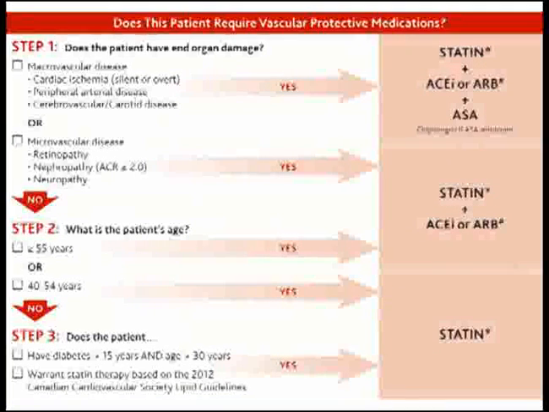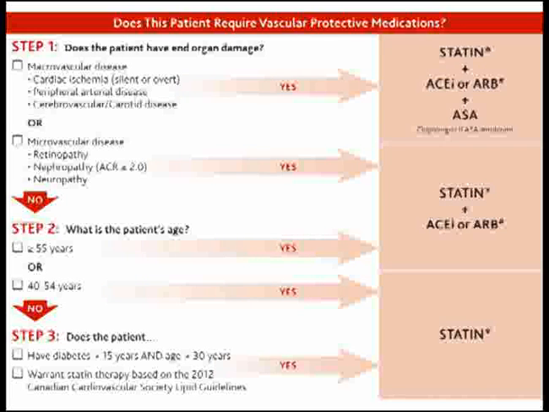Does this patient require vascular protection medication? This is a very interesting slide. Step 1: does the patient have end organ damage? Macrovascular disease? Yes: statin plus ACE or ARB or ASA. Microvascular disease, retinopathy, nephropathy, neuropathy? Yes: statin, and maybe ACE or ARBs.